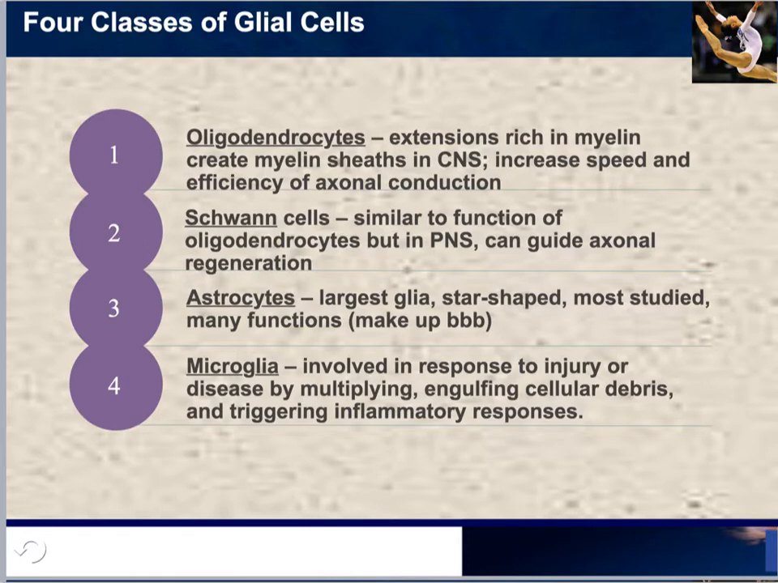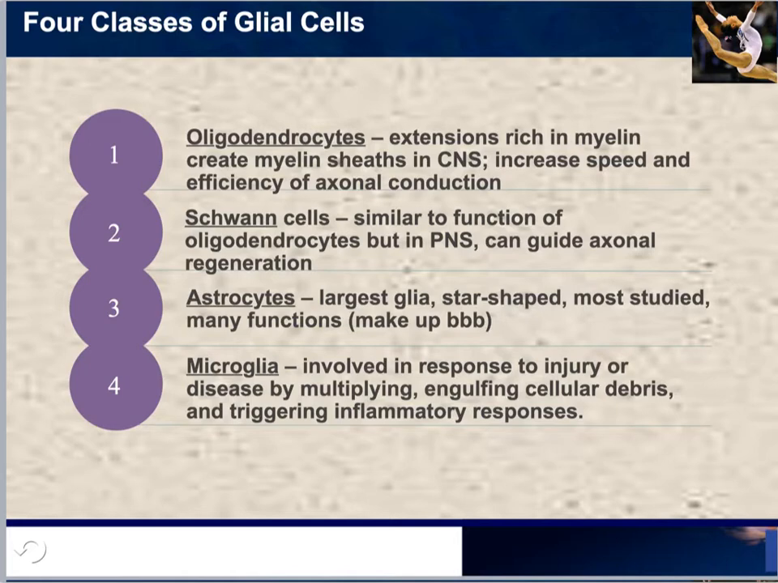The third glial cell is astrocytes. These are the largest glial cells we have, and they get their name because of the star shape that they have. They are the most studied, and the reason why they're the most studied is because size does play a role, and the bigger they are, the easier it is to study the cells. Astrocytes have several functions, and the one that I'd like you to focus on is these being responsible for making up the blood-brain barrier. The blood-brain barrier, which we saw in the previous module, serving as a bouncer, or the one that determined whether it impeded the passage of certain molecules or not, is made up of astrocytes. We'll talk a little bit more about this in future slides.